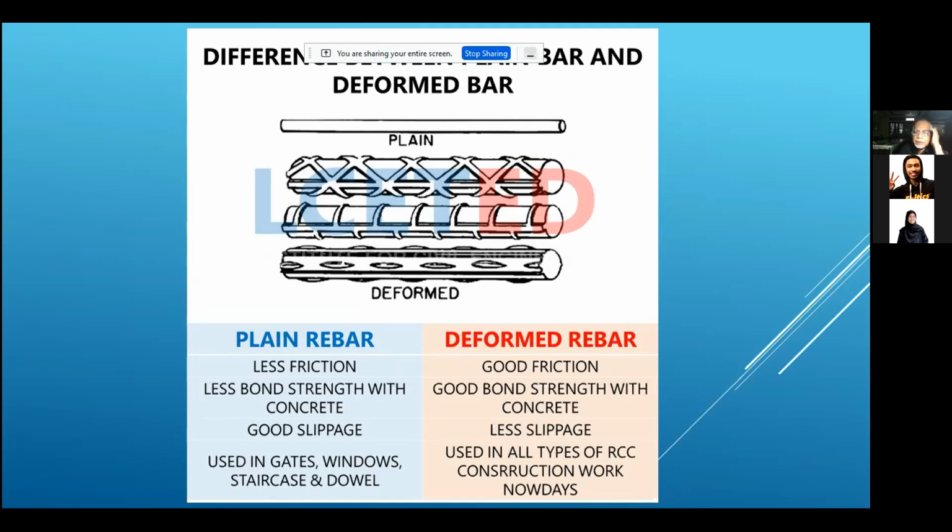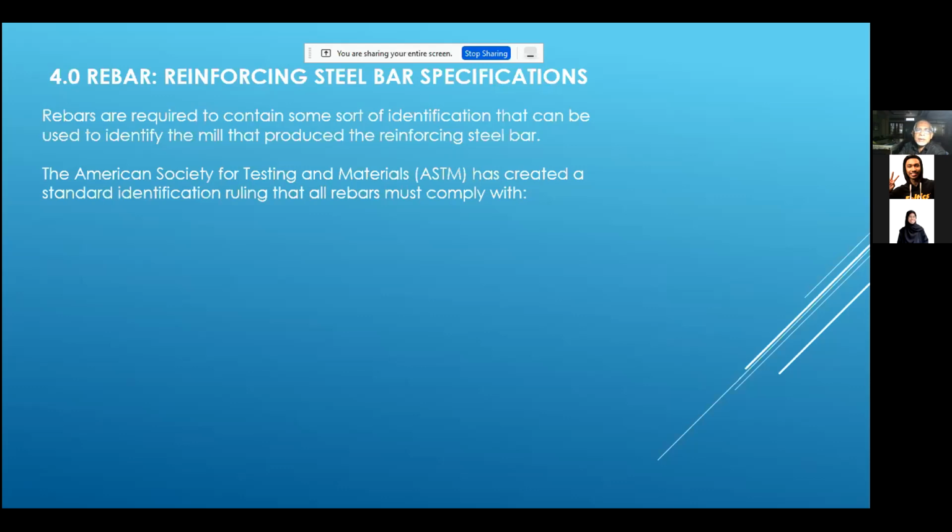Deformed means it has all those textured surfaces. Good friction, of course, we have a kind of grip. Good bond strength with concrete. Less slippage, it doesn't slip so much because of the textured surface. So it is used in all types of RCC or RC construction work nowadays. This is the kind of thing that we use in almost every building for the construction of such a system.